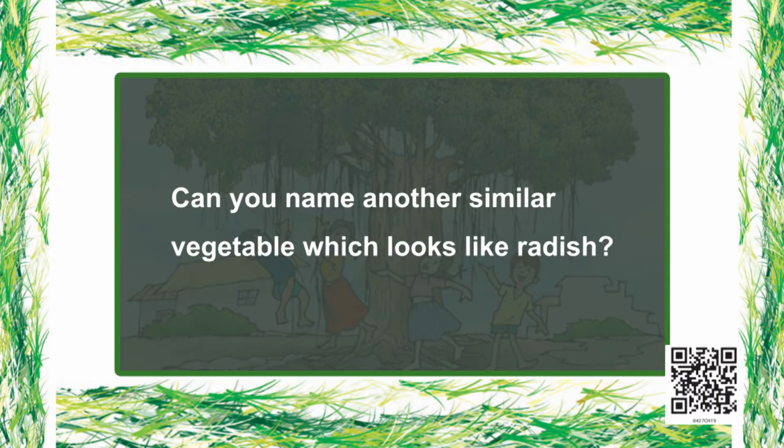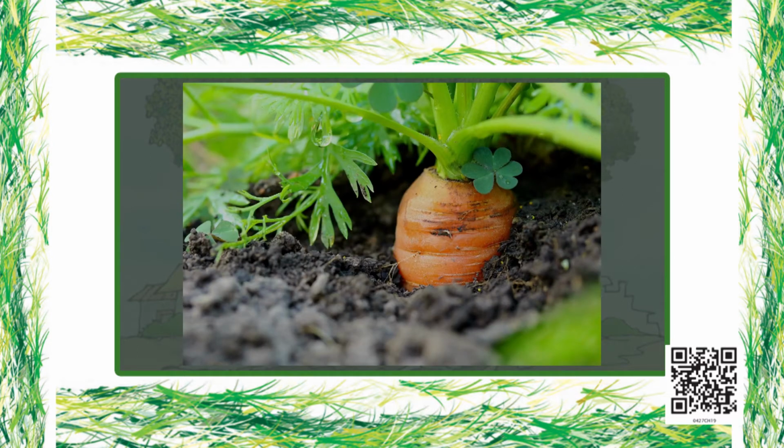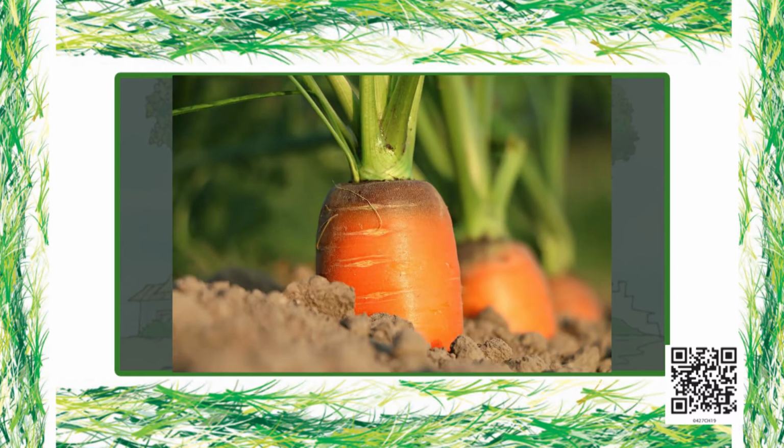Can you name another vegetable that looks exactly similar to radish? Yes, you are absolutely correct. Carrot is an orange vegetable that looks very similar to radish. Carrot is also a root.